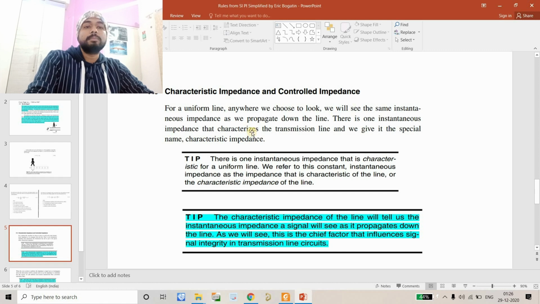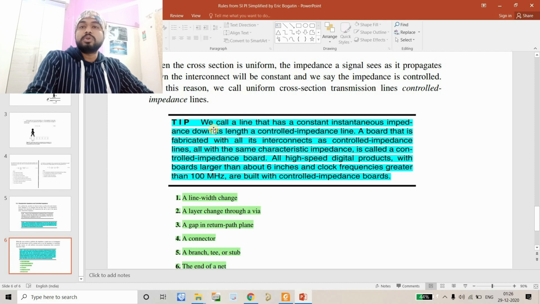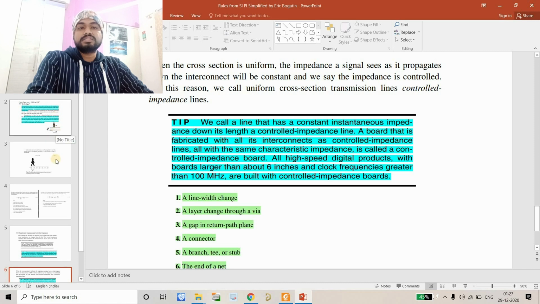Now another term is controlled impedance. If you read another slide, what is controlled impedance? We call a line that has a constant instantaneous impedance down its length a controlled impedance line. That's it, right? So we can control the impedance throughout the track by changing the properties. The impedance should be constant, right? And here, which impedance are we talking about? We are talking about instantaneous impedance. Okay. So again, I hope you get the point of what I want to discuss here.